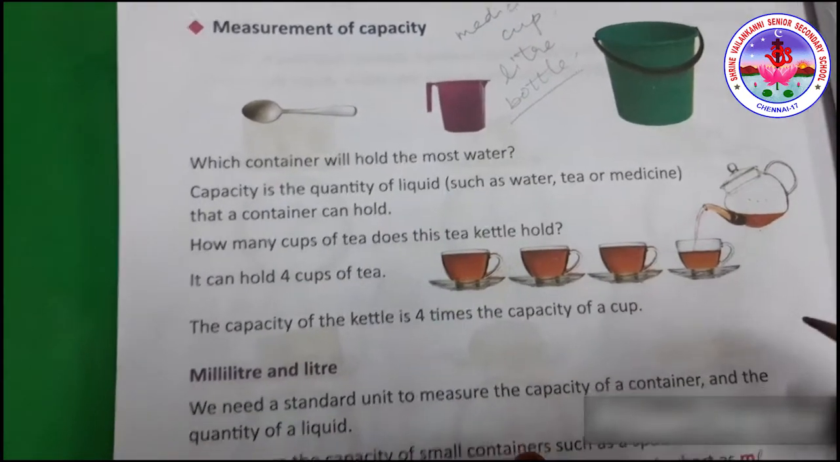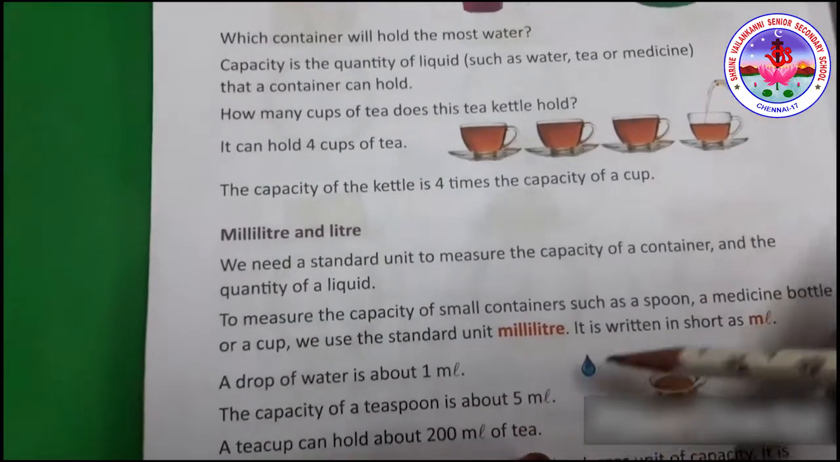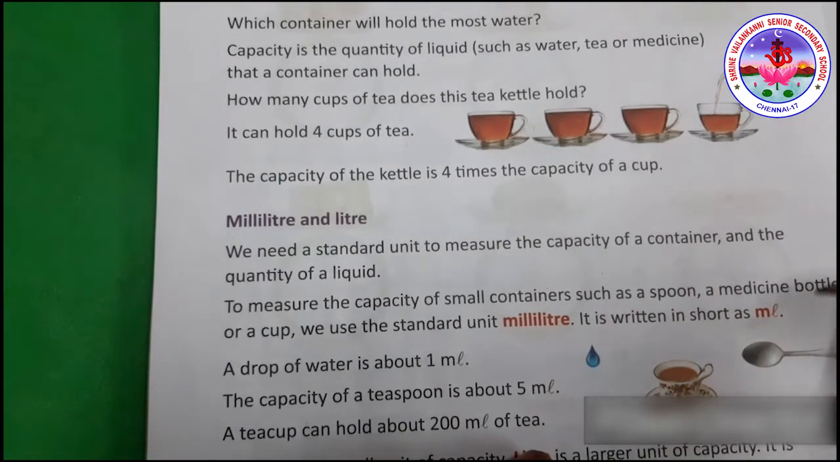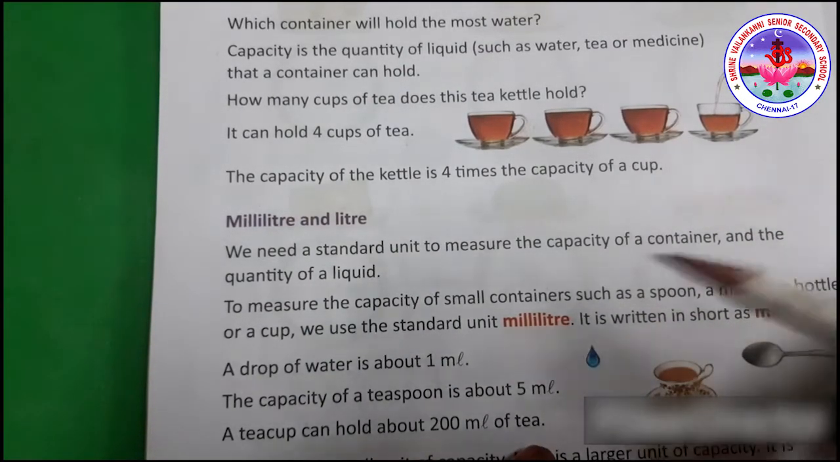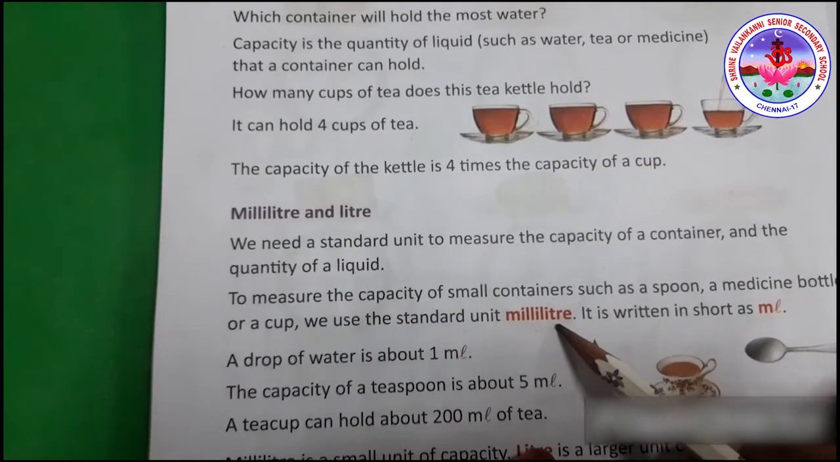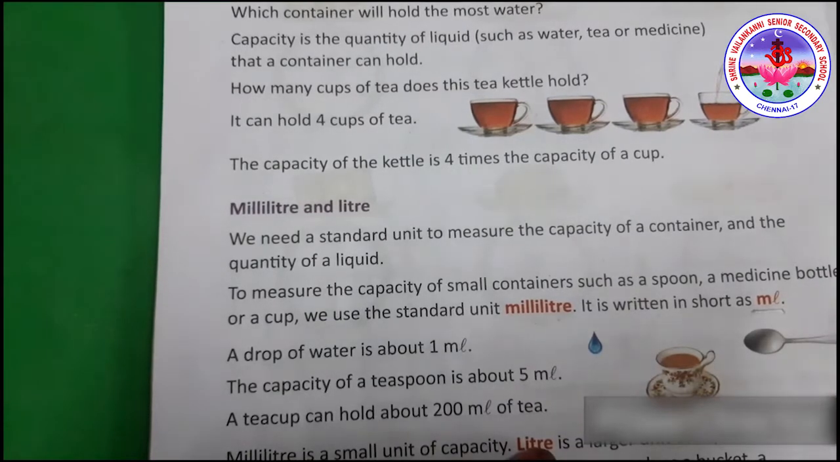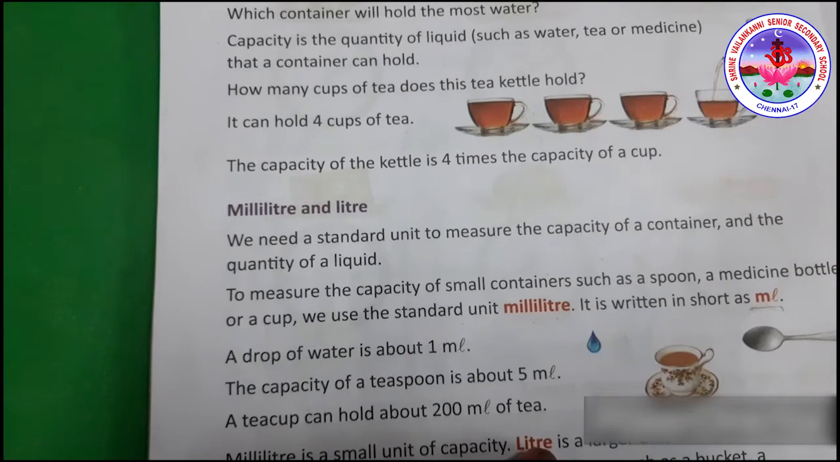So we are going to see the standard unit to measure capacity. First one: when you want to measure the capacity of small containers like a spoon, or a medicine bottle, they give you a small cup to drink the medicine. We use a standard unit, milliliter. It is written in short as ml. You can see this in your syrup bottles: 5 ml, you have to drink 10 ml. The whole bottle itself will be like 50 ml, like that only.